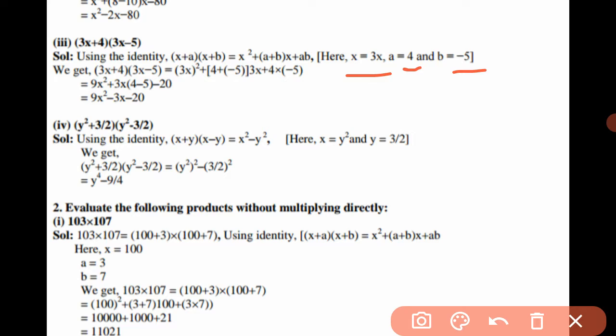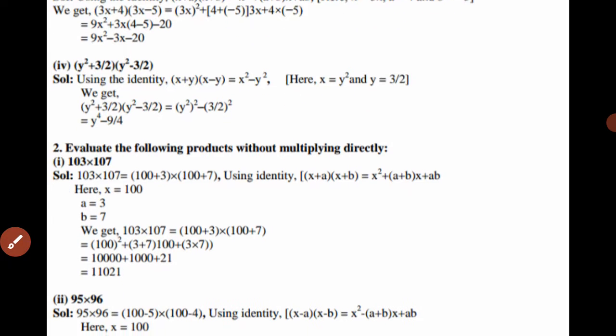So by putting the values in this, it will become (3x) square plus (4 plus minus 5) into 3x plus 4 into minus 5. So it will be 9x square plus 3x into (4 minus 5) minus 20. So by solving it, it will be 9x square minus 3x minus 20. So this is the answer.